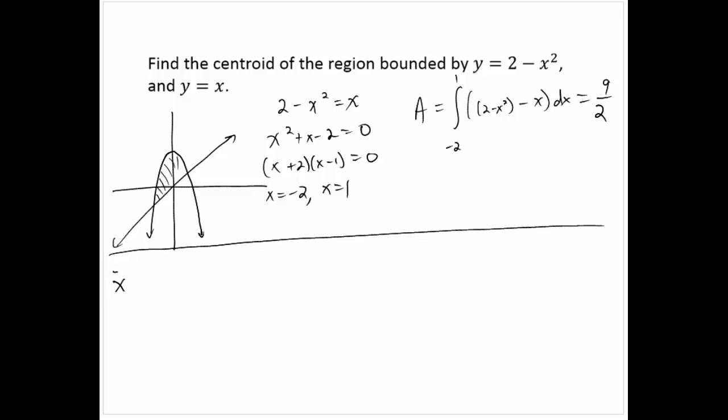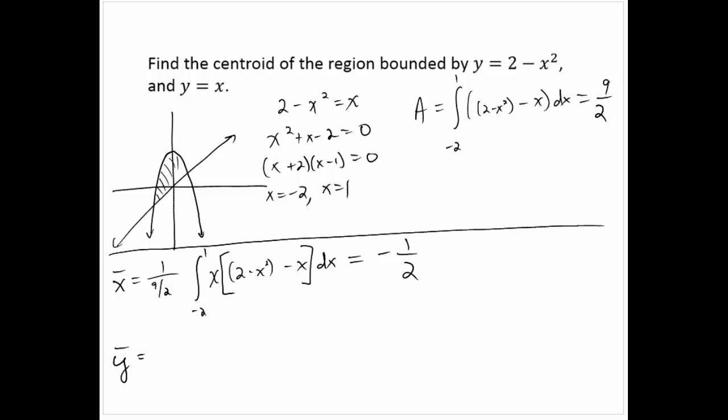X bar would be 1 over 9/2 times the integral from negative 2 to 1 of x times the upper function minus the lower function. So 2 minus x squared minus x dx. Evaluating this integral either through symbolic techniques or a calculator, this is a calculus 1 integral, and multiplying it by the reciprocal of 9/2, you should find this to be negative 1/2.